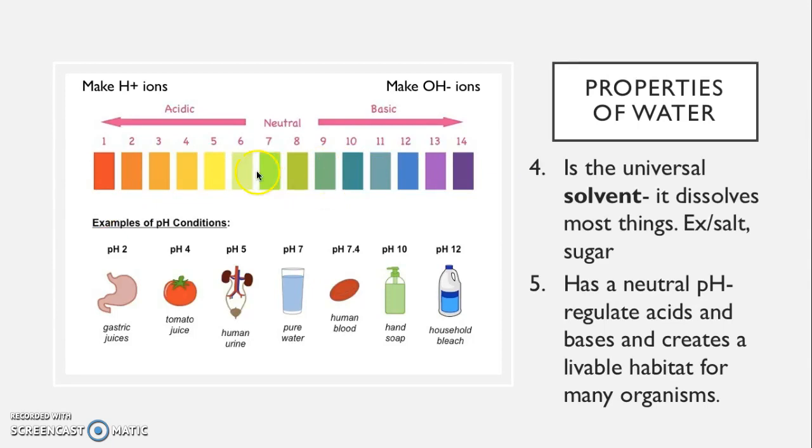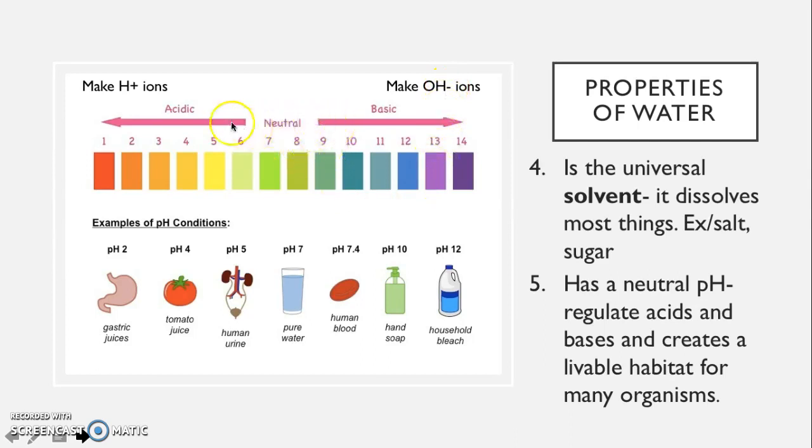But what this is telling us is it's telling us about the concentration of charged particles, so these hydrogen ions or these hydroxide ions within a substance. So if we look, acidic substances have a lot of hydrogen ions, and basic substances produce a lot of hydroxide ions, which are negatively charged.